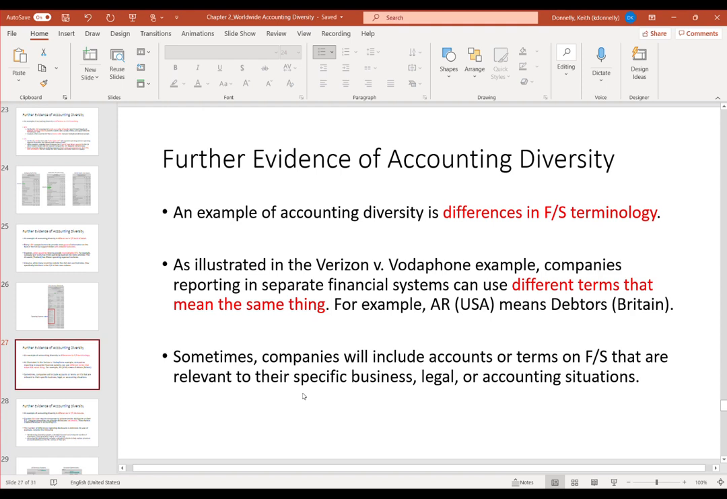A different twist on this is when you may have an account that has the same name, so account X on a US return and account X on a Britain return. They're named the same thing, but they could mean different things. So that's why you have to really be careful when you're reading and interpreting financial statements that you are familiar with that country and familiar with the rules.